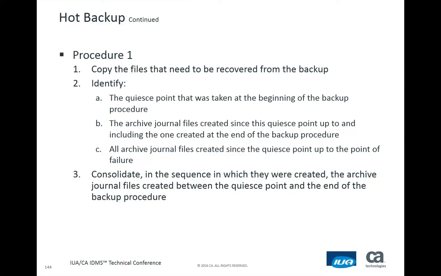So once I've identified all of these pieces, the next thing is to consolidate, in the sequence in which they were created, the archive journal files created between the Quiesce point and the end of the backup procedure. Okay, so these are the journals that we're going to use to just make the hot backup copy good. So we're going to consolidate them individually.